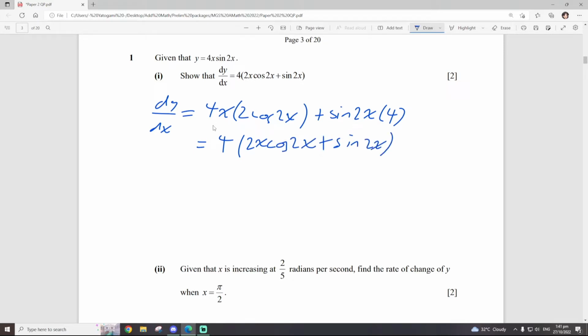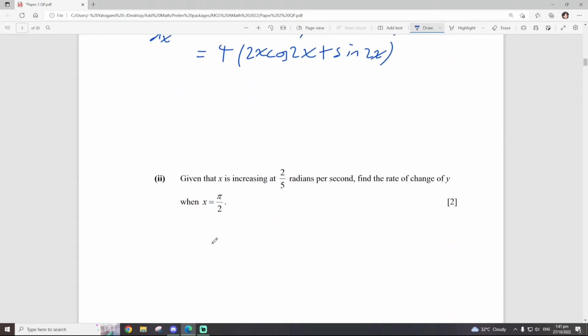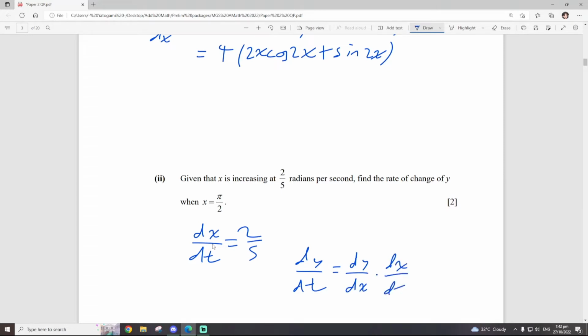So quite simple. Given that x is increasing at 2 over 5 radians per second, find the rate of change of y when x is pi over 2. Okay, so this is the interpretation here: dx dt is 2 over 5. So dy dt will be, as per usual, dy dx times dx dt, and you will just get 8 over 5.